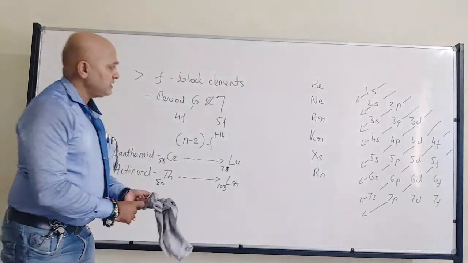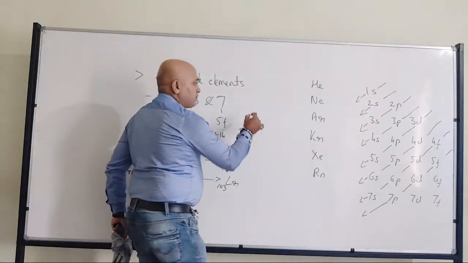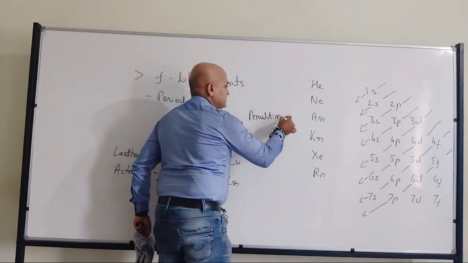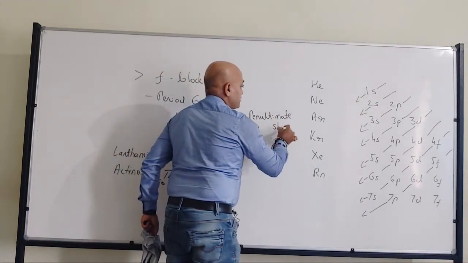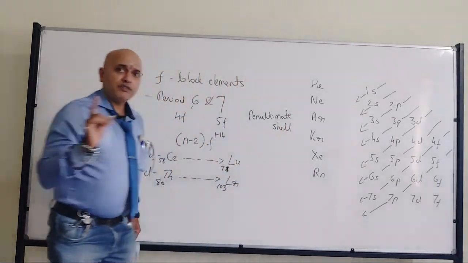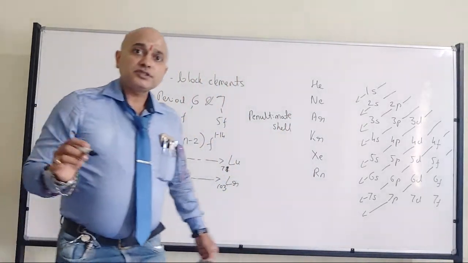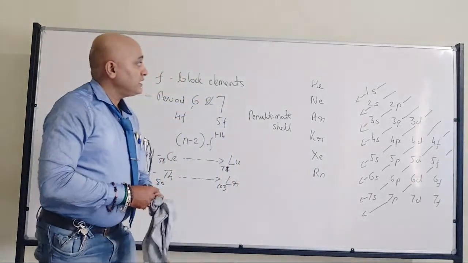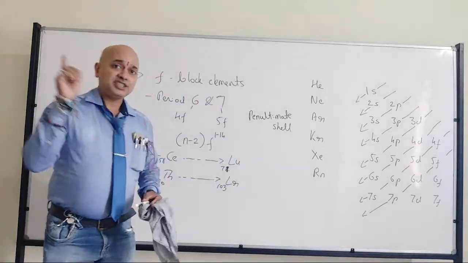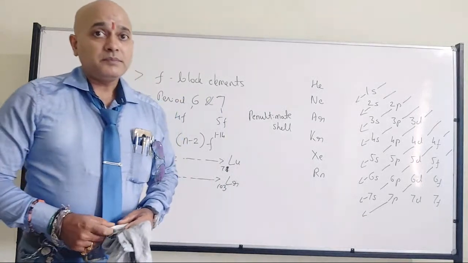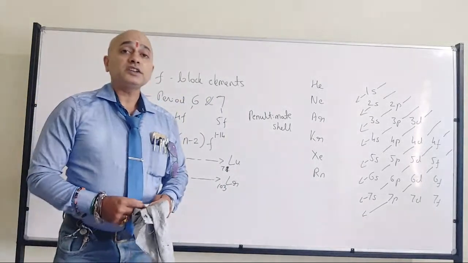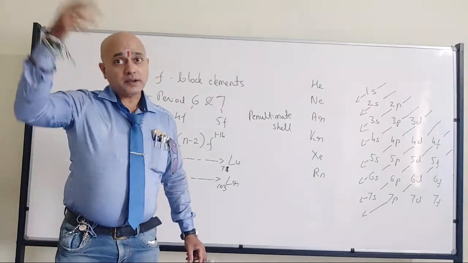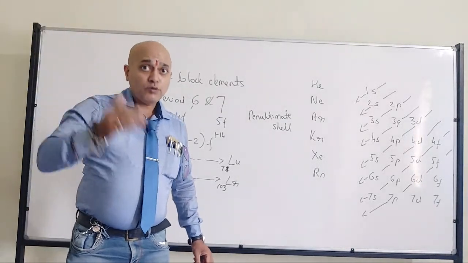Fine. Now, when it comes to d block, there was the penultimate shell which was getting filled up. All of you will agree? But now, since we are talking about a shell which is next to the penultimate, not higher energy but a lower one.